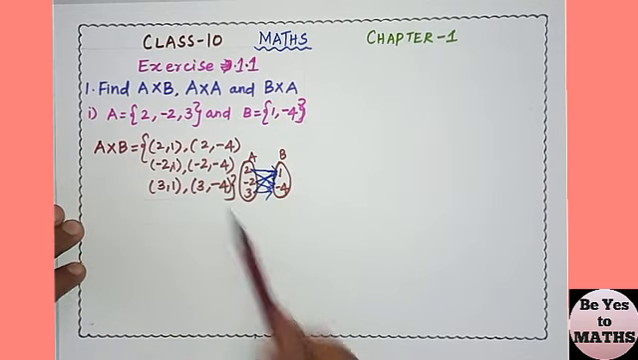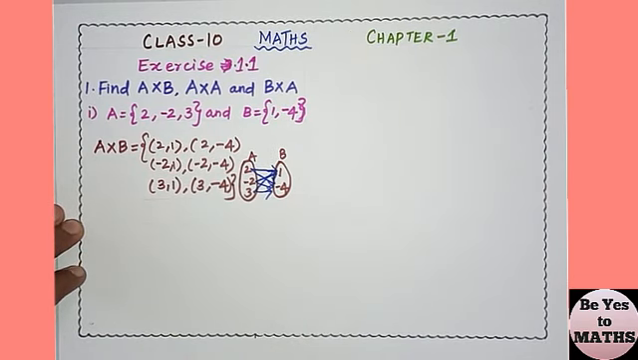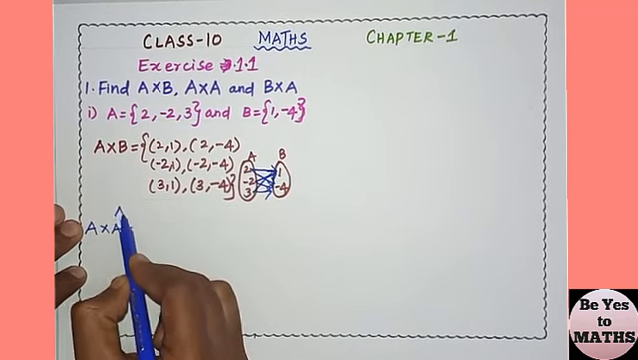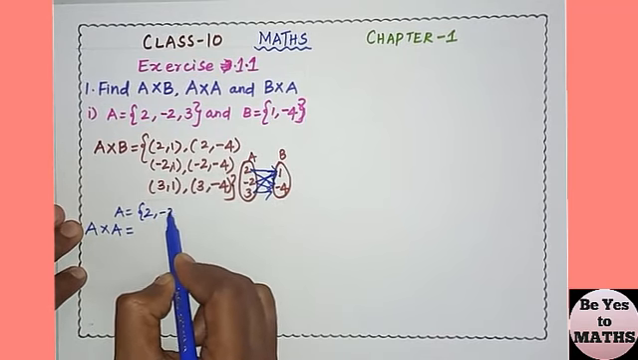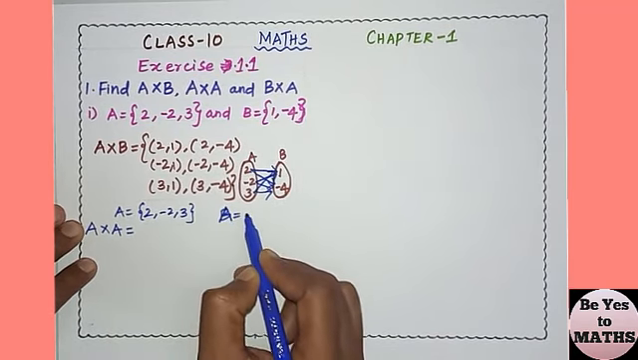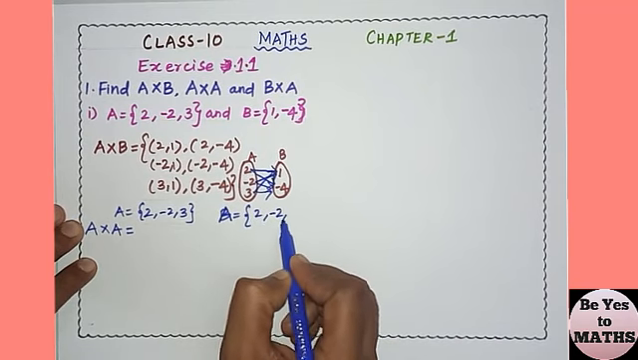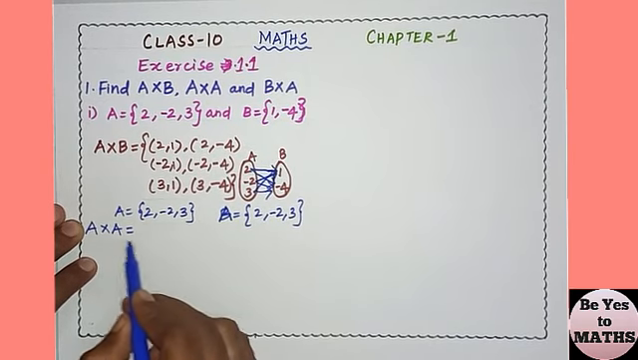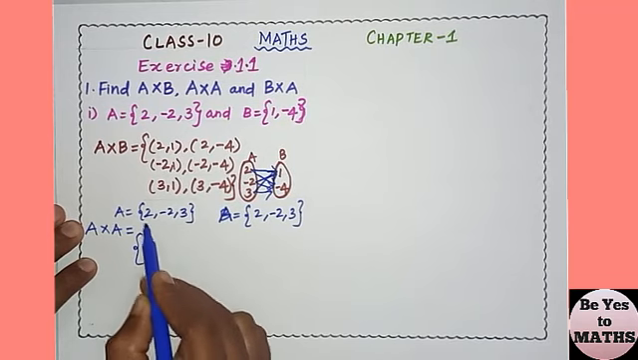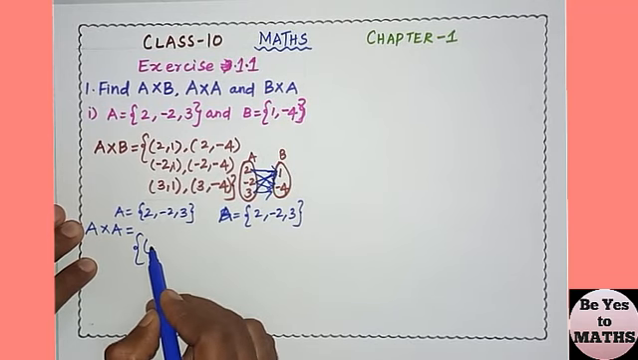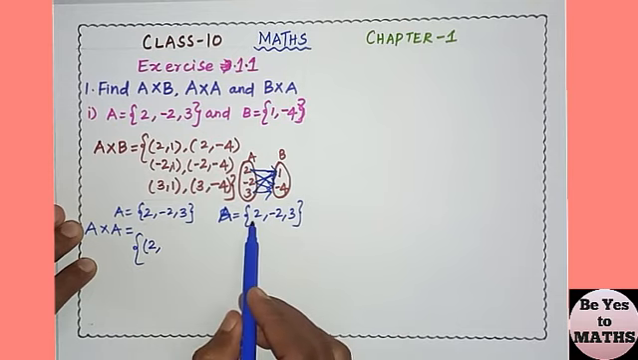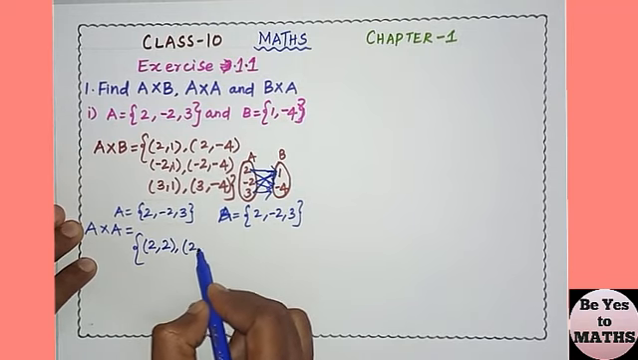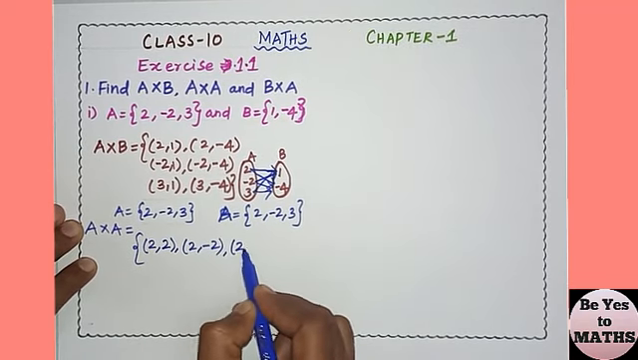Now we will find out A cross A. A set is 2, minus 2, 3 and again A set is 2, minus 2, 3. So for A cross A, take element 2 from set A and pair with all the elements in set A again. So 2 comma 2, 2 comma minus 2, 2 comma 3.